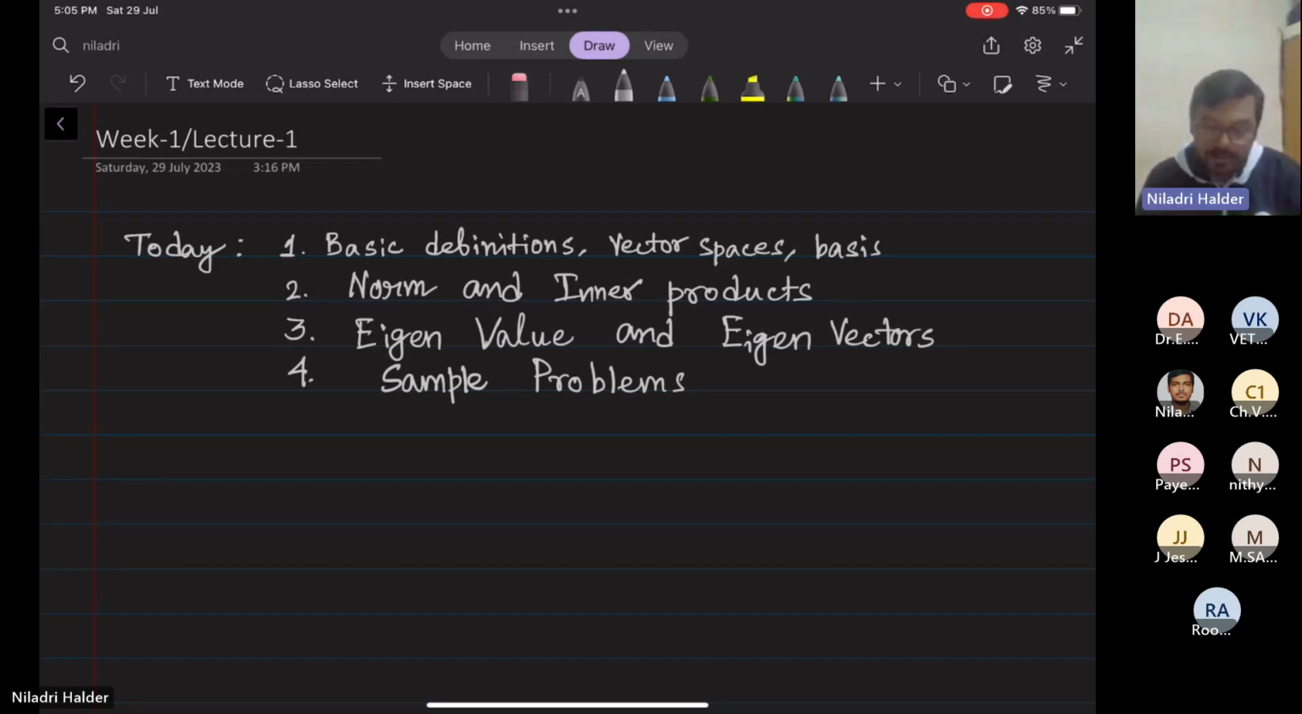Today we'll recollect some basic concepts and definitions: vector spaces, bases, norms, inner products, and also eigenvalues and eigenvectors of a matrix. Then we'll solve some sample problems.